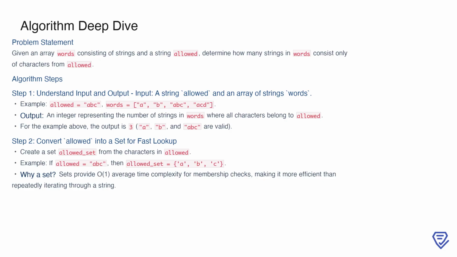Next, we move on to the first step of our algorithm, which is to convert the allowed string into a set. By creating a set, we can store each character from allowed in a way that allows for fast membership testing. For instance, if allowed is ABC, the corresponding set would be {A, B, C}. Using a set is advantageous because it allows us to check if a character exists in allowed in constant time, on average, instead of iterating through the string repeatedly. This optimization is key to making our solution efficient.